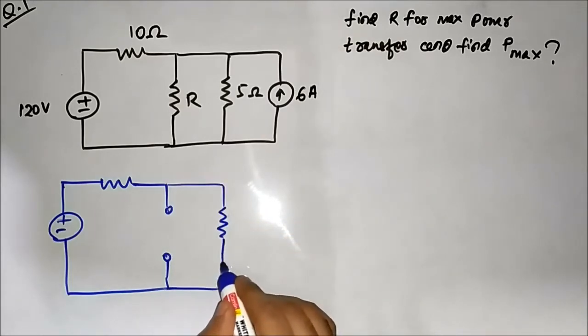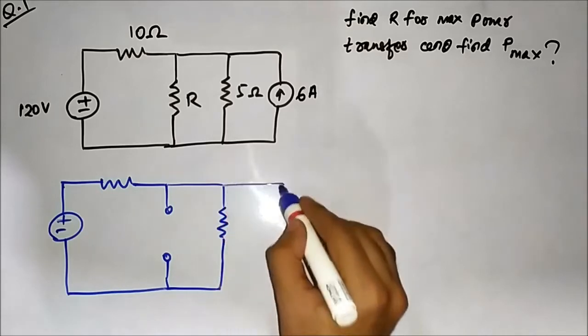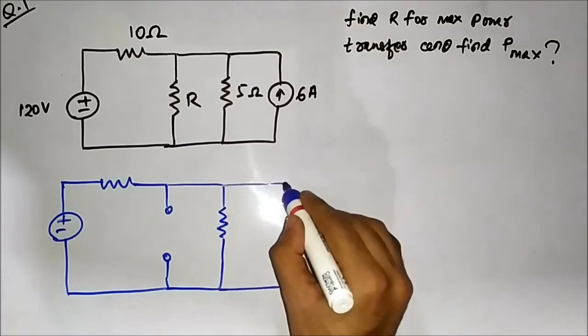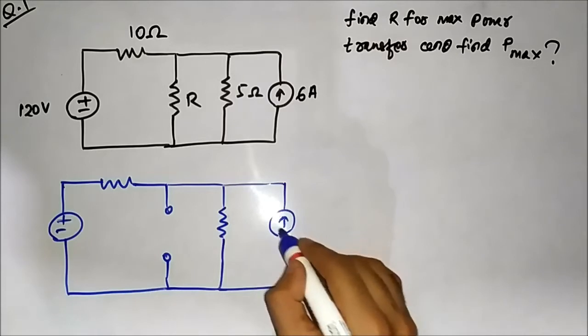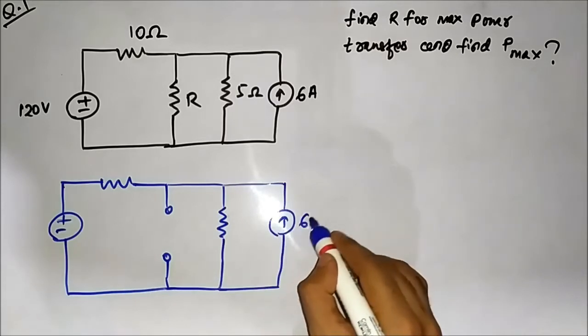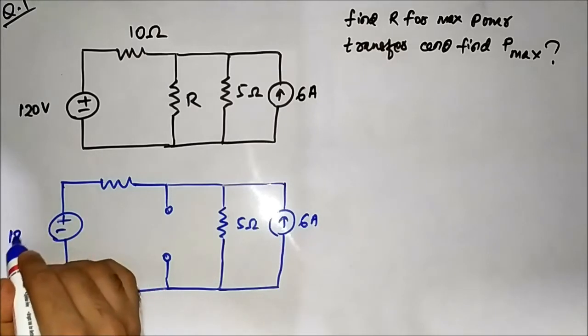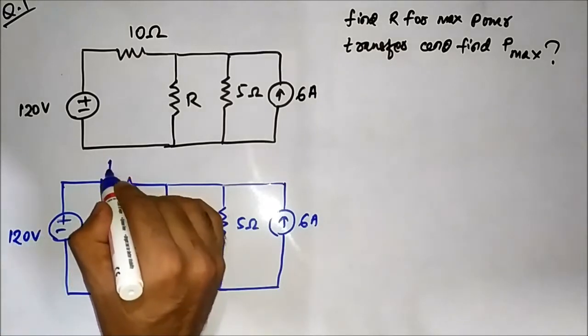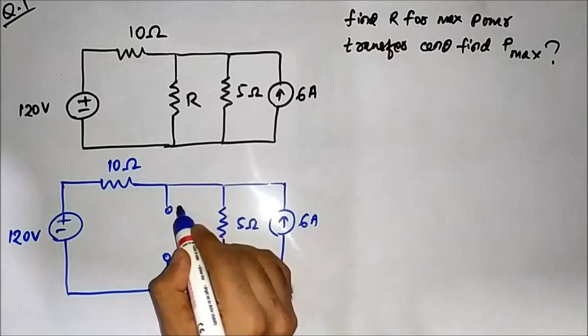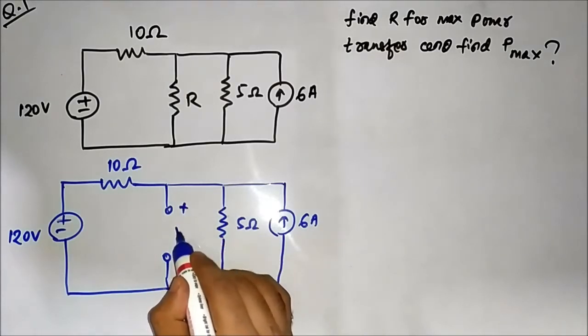this is 5 ohm, this is 6 ampere current source. Volt, this is 10 ohm. VTH.